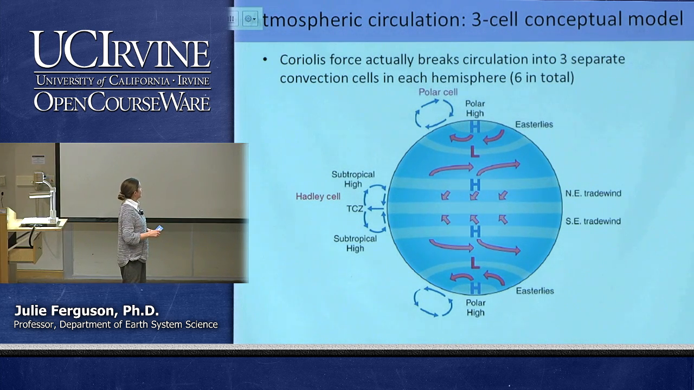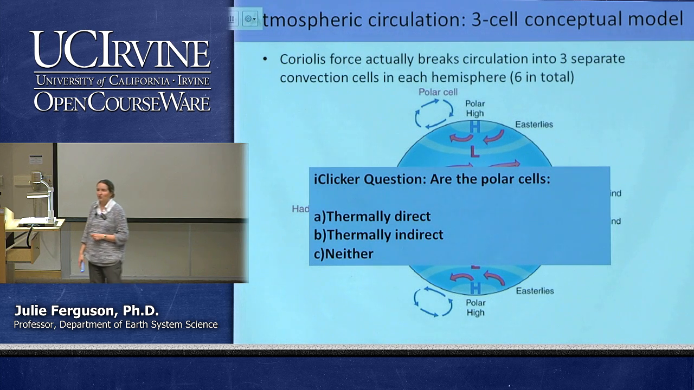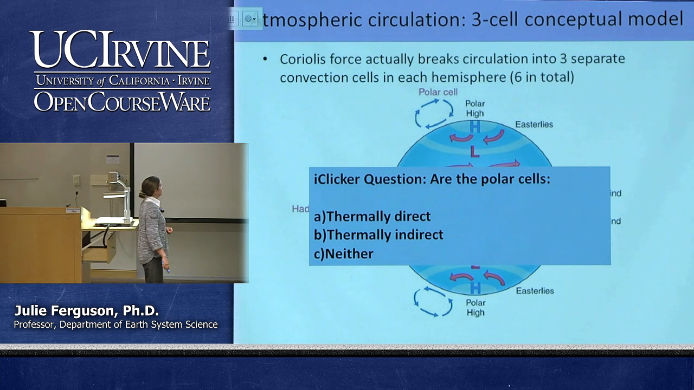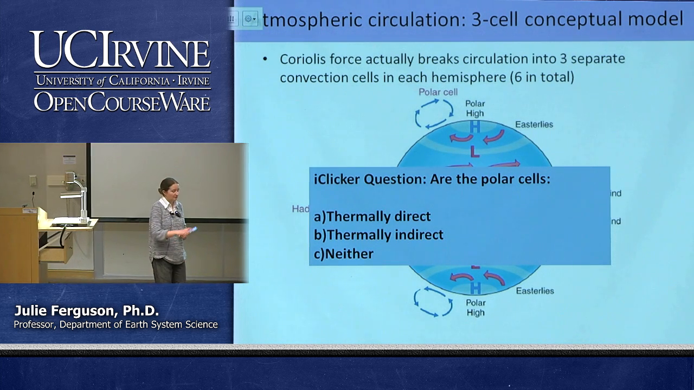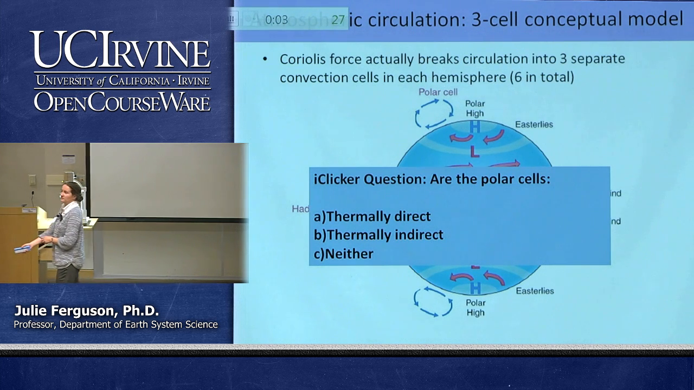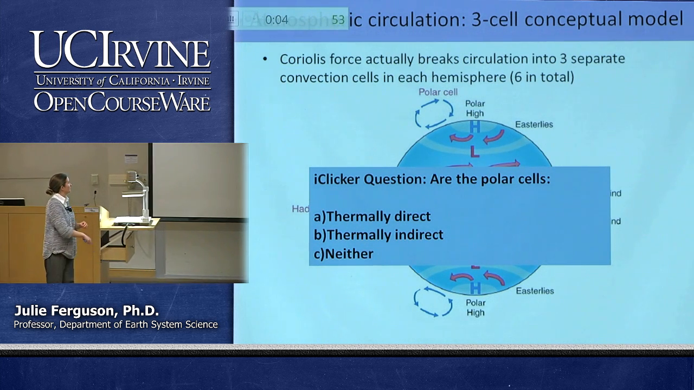So looking at that cell, are the polar cells thermally direct or are they thermally indirect? So is air rising in the relatively warmer place and sinking in the relatively colder place, or is it the other way around?